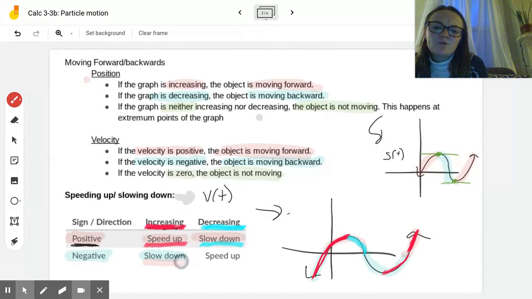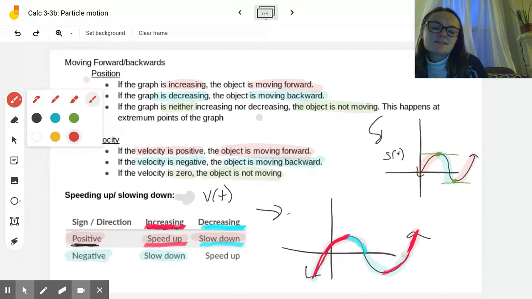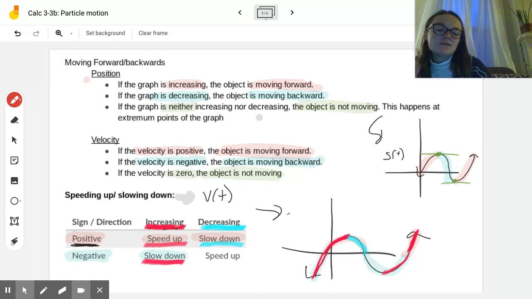I know it doesn't sound quite as intuitive, but it does make sense that if I have a negative velocity and I'm increasing, I'm actually getting less and less negative as I go. And so that one right there, a blue highlighter with a red marker, is going to be slowing down.